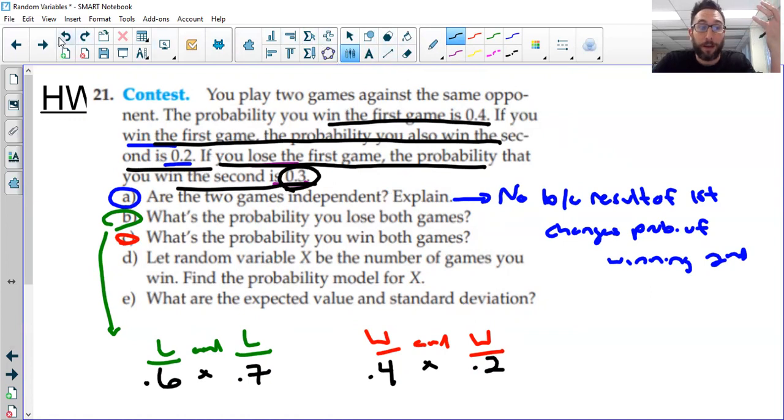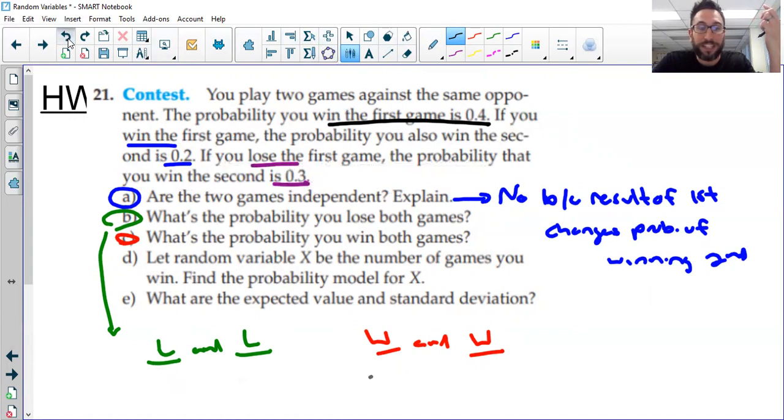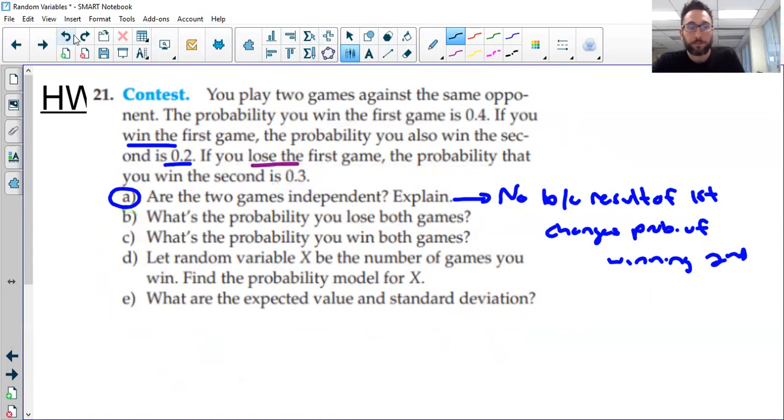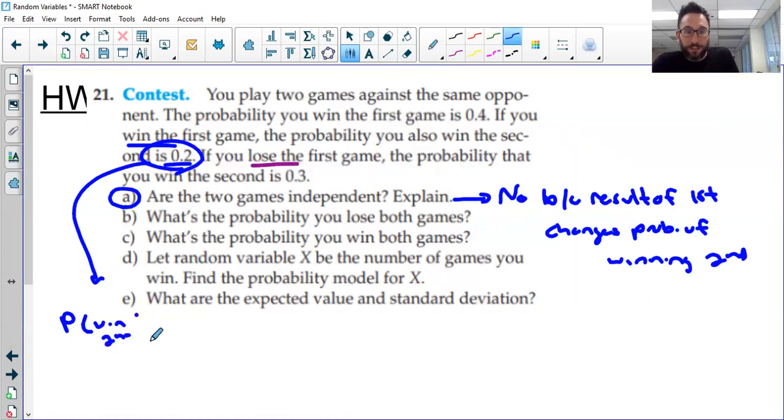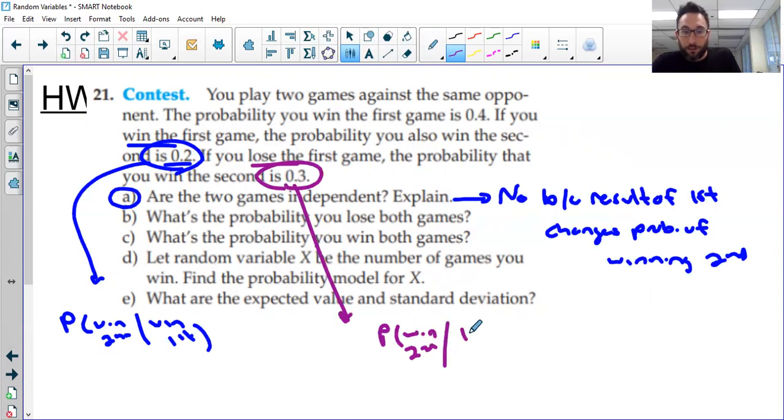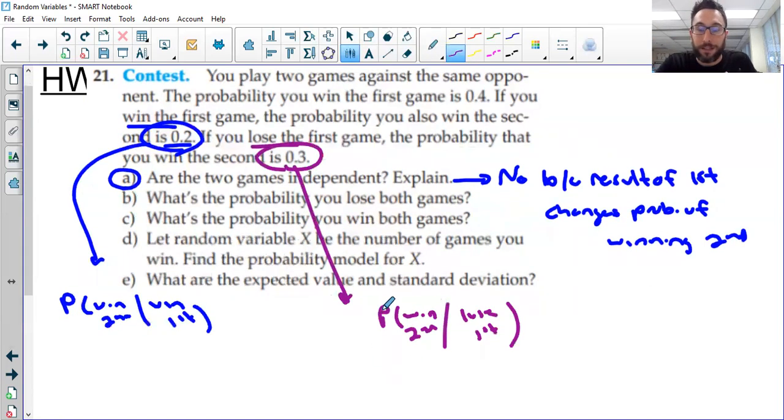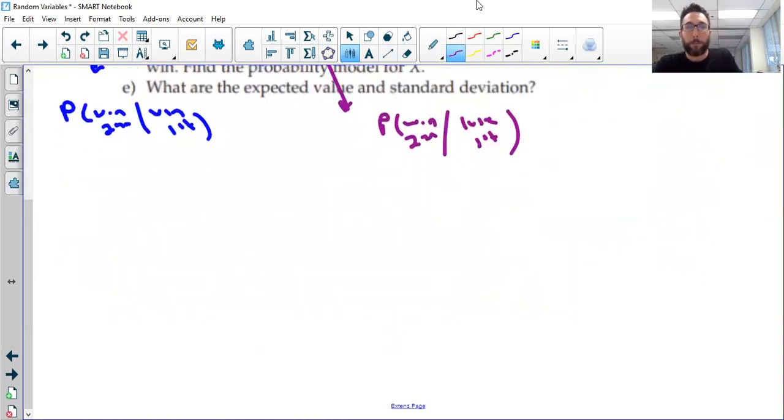So for me, if I'm doing this problem, because we have conditional probabilities here, right? We're given some conditional probabilities. By that I mean, this 0.2 is the probability we win the second game given we win the first game. And in purple, this is the probability we win the second game given I lose the first game. So the fact that I'm given changing probabilities, conditional probabilities, to me, that suggests a tree diagram might be a good option.